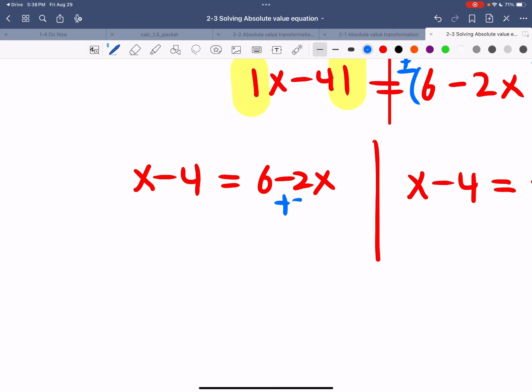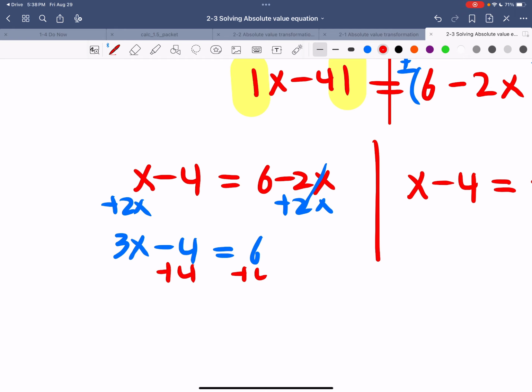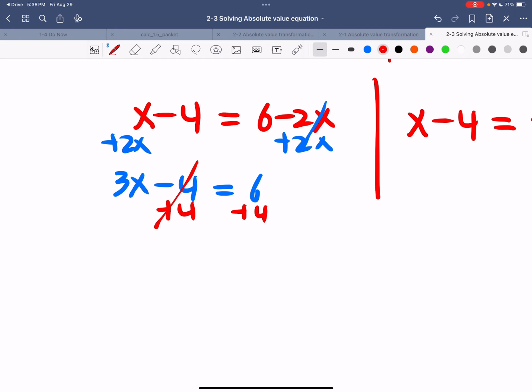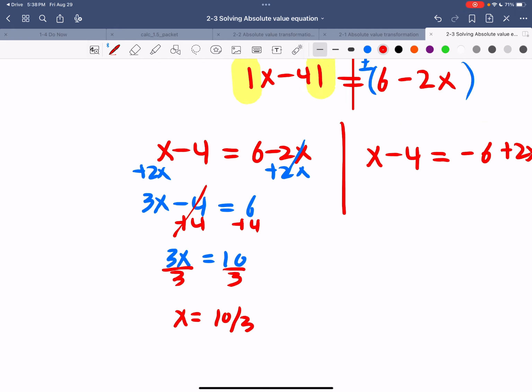Now, the only thing that you have to do is solve for x. So it's simple, plus 2x on both sides. So you get 3x minus 4 equals 6. If you do plus 4 on both sides, you will get 3x equals 10. And if you divide each side by 3, you will get x equals 10/3.